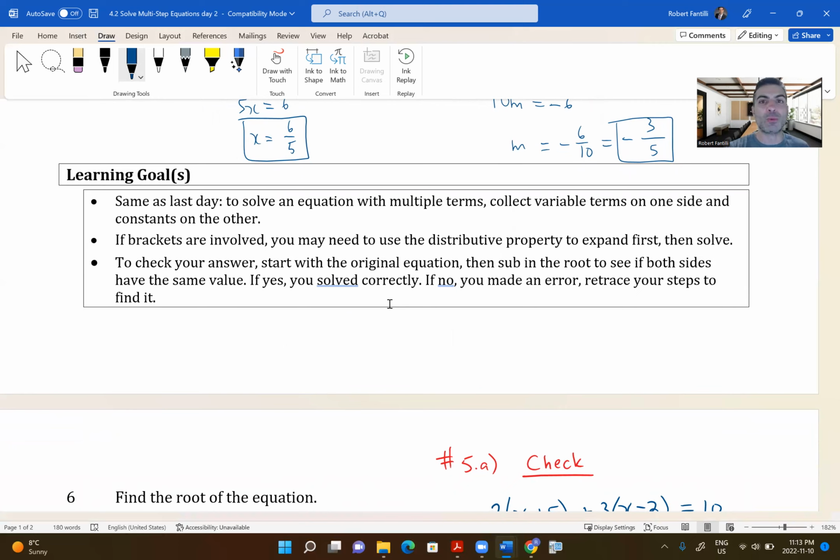You got to go back, find out where your error is. The good news is that once you do find where your error is and you get left side equals right side, you have the confidence moving on saying, yeah, I got that question right. Easy marks.